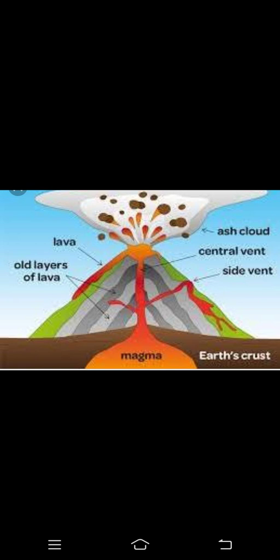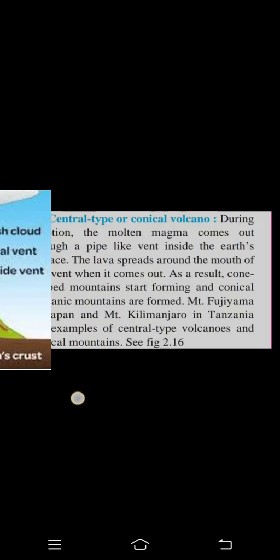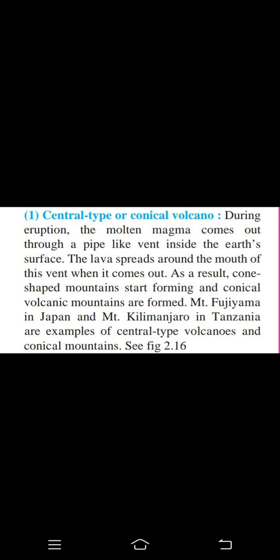So there are two types of volcanoes. I'll just go next to it. There is one type, that is central type or conical volcano. Okay, conical means it looks like a cone. I'll show you a picture for that also, but first let's understand it. During eruption, the molten magma comes out through a pipe like vent. Okay, so if I'm telling you that it looks like a cone, there should be one point from where it will come out, right? So the mouth from where it comes out, it spreads the lava. Okay, it is called as lava.